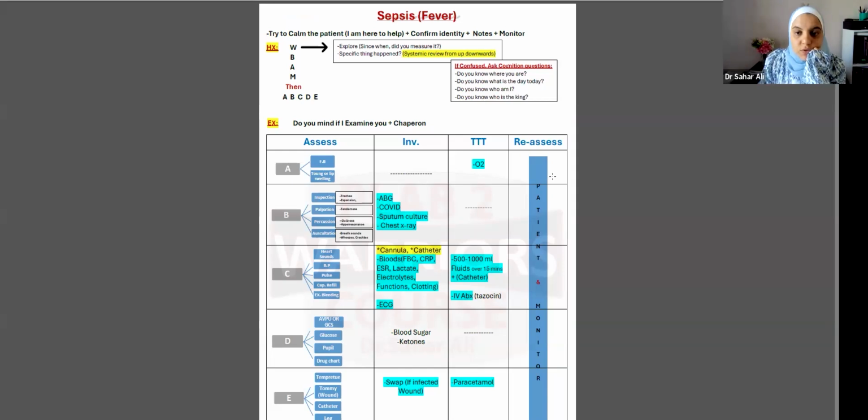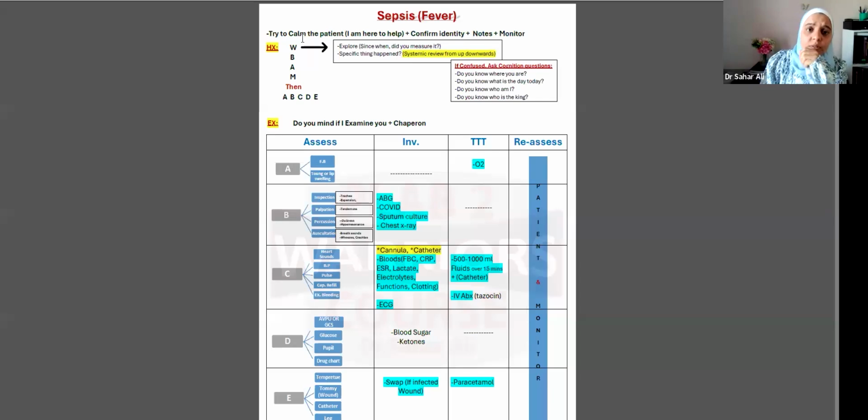In sepsis, or a patient who presents with fever, you might have a SIM man. The SIM man is presenting with fever, all right? When you assess the patient, you find that he has sepsis. How to know that it's sepsis? From the sepsis criteria, okay?